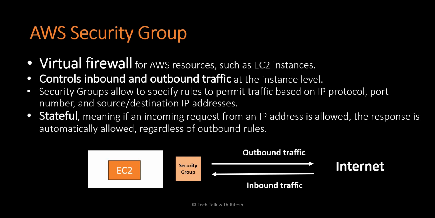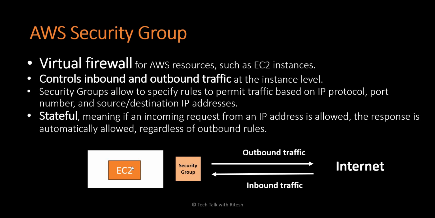Now what is it? Security groups are virtual firewalls for AWS resources, any resources. For example, an EC2 instance. And what is a firewall? Just consider it as a guard, securing the boundaries of your apartment or something, right? Likewise, we have guards, they protect us. Similar to that, security groups protect instance resources. Okay, it controls inbound and outbound traffic.